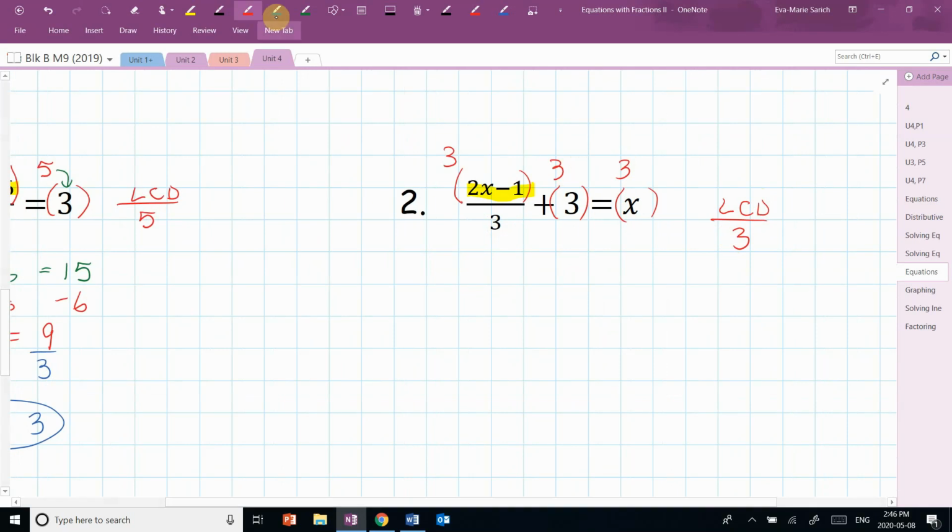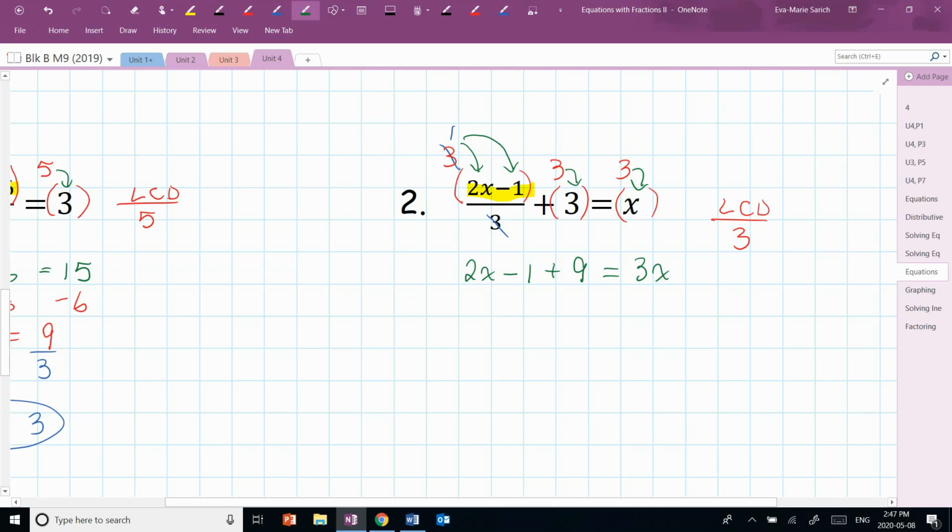The whole point in doing that is to get rid of the 3 at the bottom because 3 is going to divide by 3 to give you 1. Now, nothing divides in the second or the third term. So the next step is to multiply. So that 1 is going to multiply the 2x to give you 2x. The 1 is going to multiply the negative 1 to give you negative 1. The next multiplication is going to be 3 times 3, which is 9. Now notice there's a plus in front, so that's plus 9. Then comes our equals sign, and then the 3 multiplies the x to give you 3x.